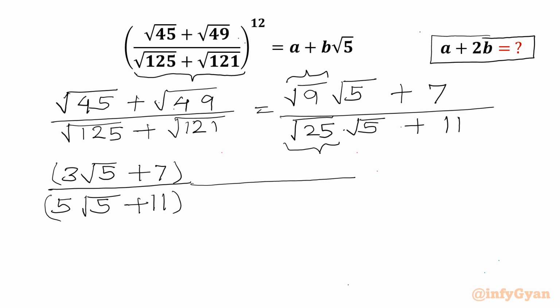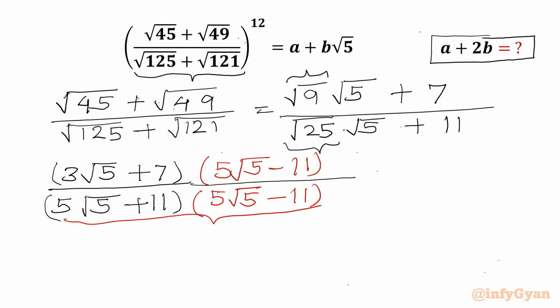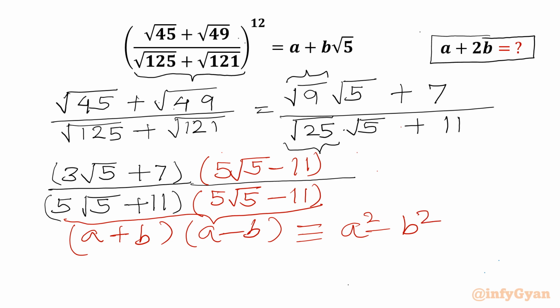Now I will rationalize our denominator. So I need to multiply numerator and denominator by 5 root 5 minus 11. Now in the denominator we are having a plus b times a minus b form. So in this place we can write a square minus b square. So our denominator will become 5 root 5 whole square minus 11 whole square.